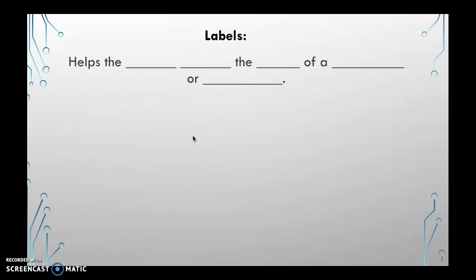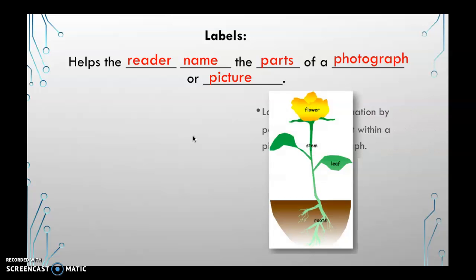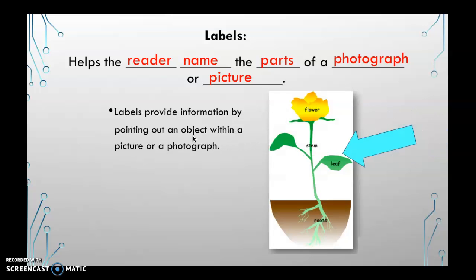Next, we have our labels, and this helps the reader name the parts of a photograph or picture. So for example, we have a picture of a flower here. Labels provide information by pointing out an object within a picture, such as the leaf next to the blue arrow, or the stem that is labeled, or the roots. Lines or arrows point to the object in the picture. Sometimes you have those, sometimes you don't. Sometimes they're just written over part of the picture or photograph, as you see here.